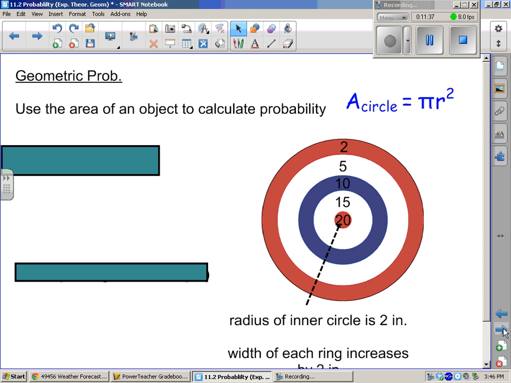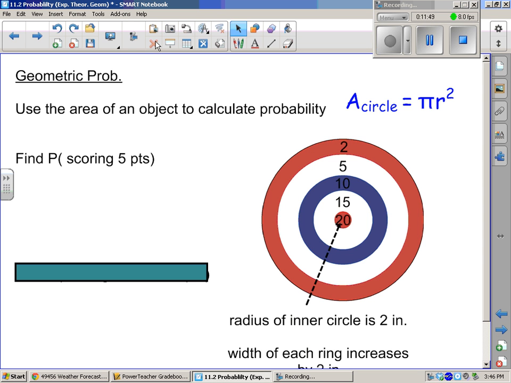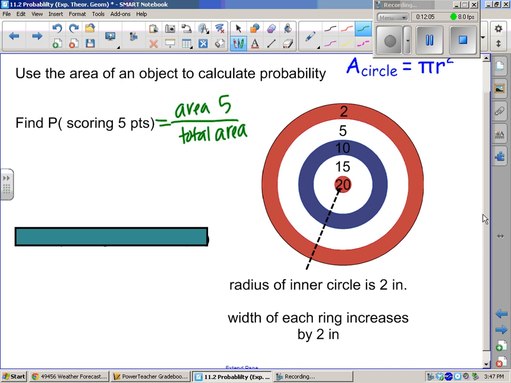All right, use the area of an object to calculate probability. So that's what geometric probability is. We're doing the dartboard in class. You may have some rectangles in your assignment, so just know the area of a rectangle is length times width. So we want to know what's the probability of scoring 5 points. To do that, we're going to find the area of the 5-point bubble over the total area of the dartboard. The radius of the inner circle is 2 inches, and then each ring increases by 2 inches. It may not be drawn to scale, but I did my best. So where is 5 points?